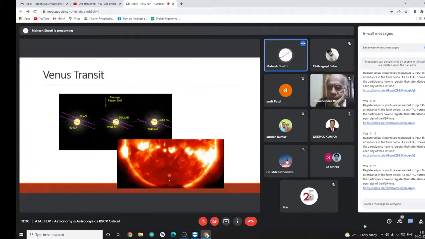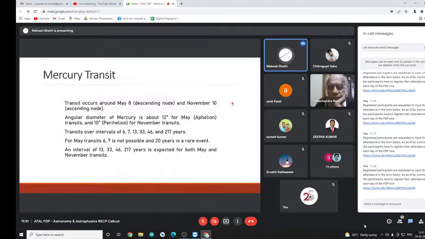You can see here a photograph, a small image or small video of Venus transiting over the Sun. But Mercury transits are relatively more frequent, and their intervals are 6 years, 7 years, 13 years, then 33 years, 46 years. There is mainly a cycle of 46 years, but this can happen after a certain number of years.